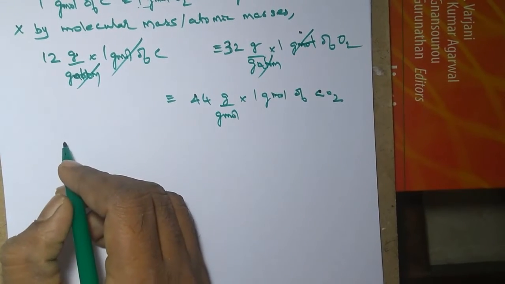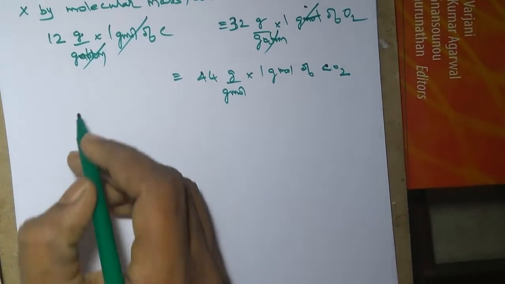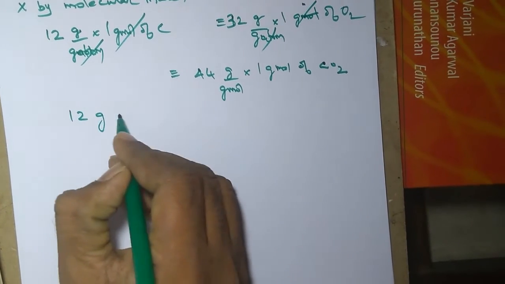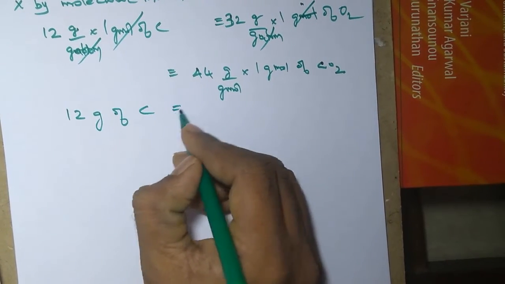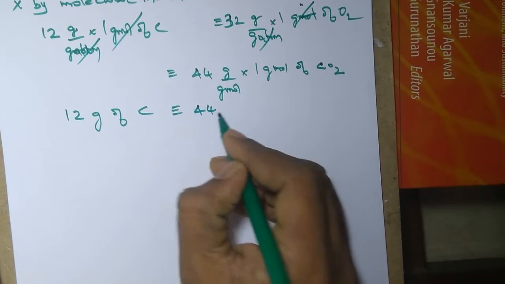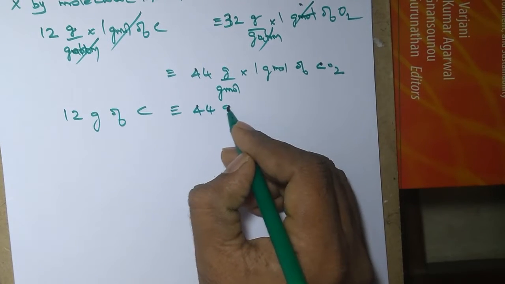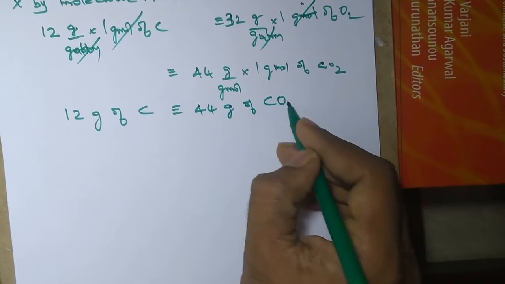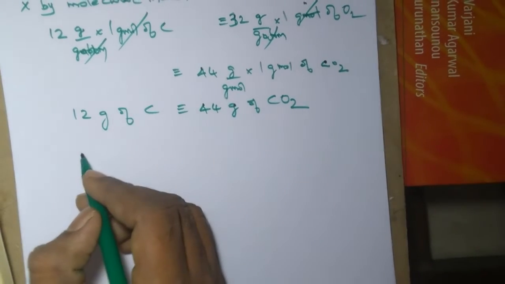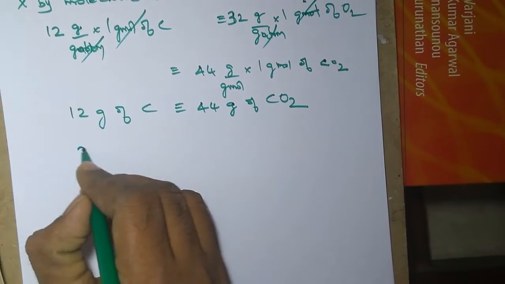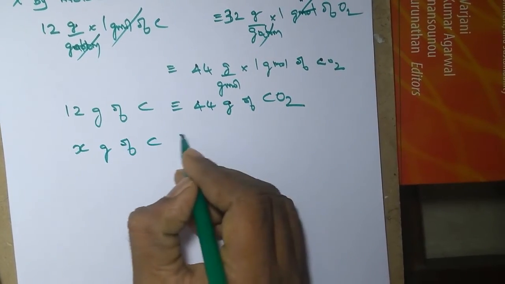So we have 12 grams of carbon in terms of mass equivalence. 12 grams of carbon will form 44 grams of CO2 during combustion.